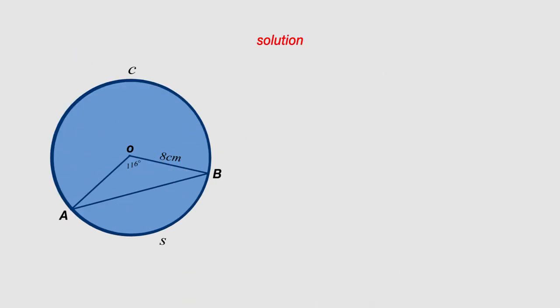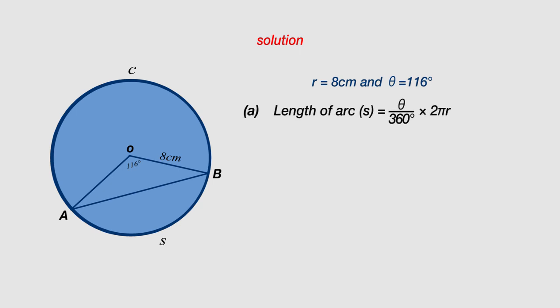Shall we look at the solution? I'm sure you can see the diagram. Now from the question, our radius is 8 centimeters. Our angle at the center is 116 degrees. And we are to find first the length of the arc, which is S. So remember, to find the length of the arc, we are going to have theta over 360 times 2 times pi times r.